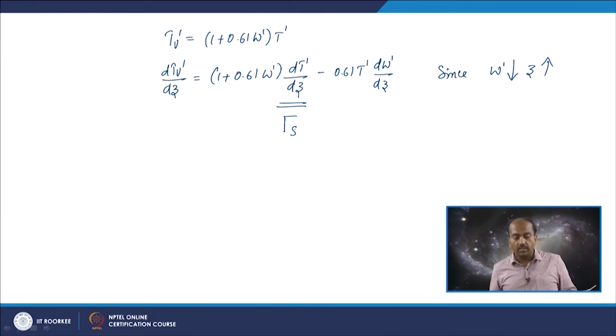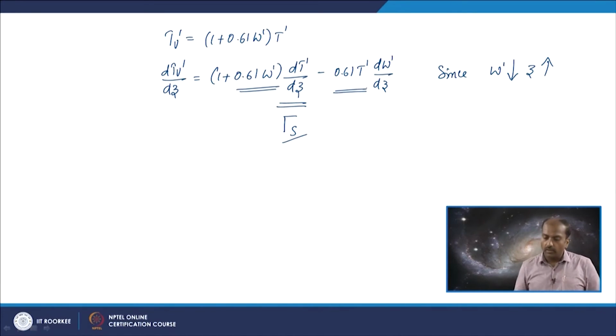What is gamma S? The saturated adiabatic lapse rate, because the air parcel has now touched the lifting condensation level, it has reached the LCL. When it has reached the LCL, it means that the temperature change hereafter, considering the latent heat release, should be gamma S, right. So, we say that this quantity and this are almost of the same order. So, we say that gamma V prime is approximately equal to gamma S.